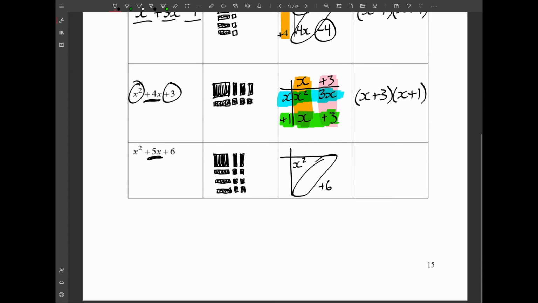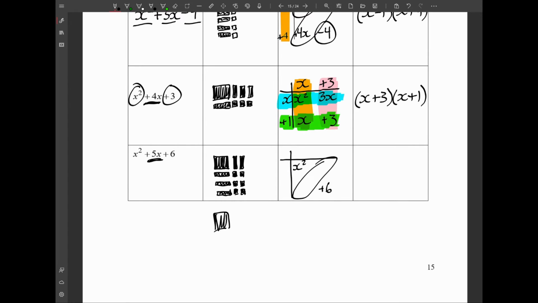So there was another way we could have arranged it. We could have arranged it with 3 tiles here, and 2 tiles here, and we would have gotten the same outcome. Same thing, just turned. So what I see here is that I've got 2x up here, and I've got 3x down here. So I do my factoring.